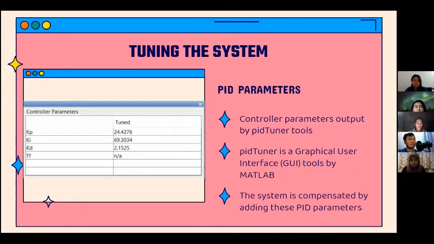But we can still further stabilize the system by tuning it, so we need to find the PID parameters. In the MATLAB program, we find the controller parameters by using the PID Tuner tool. The PID Tuner is a graphical user interface (GUI) tool provided by MATLAB. Then the system is compensated by adding these PID parameters: KP, KI, and KD.